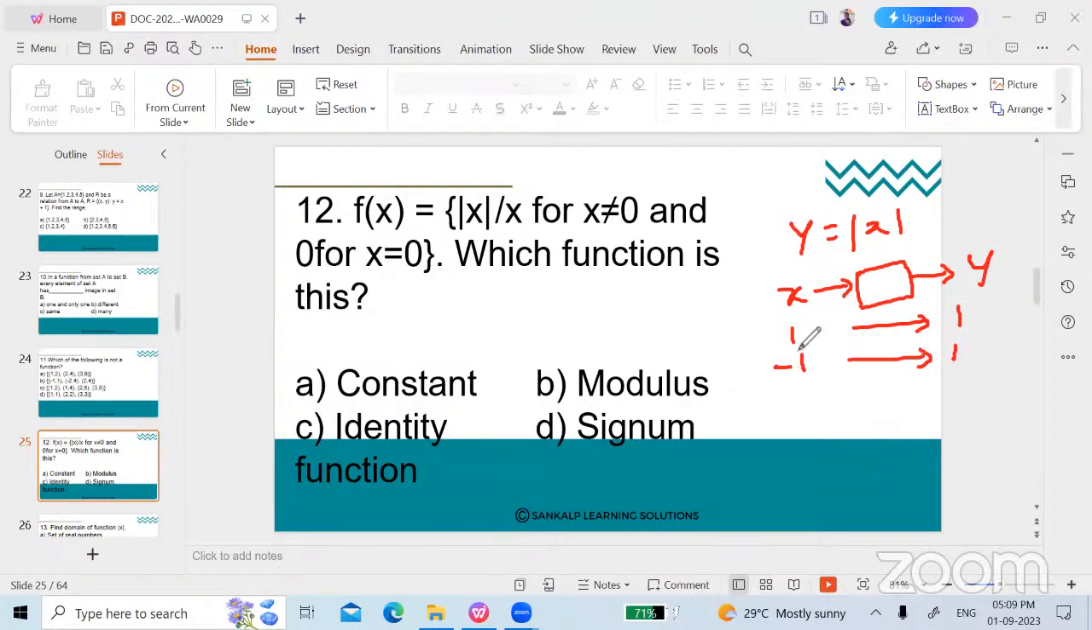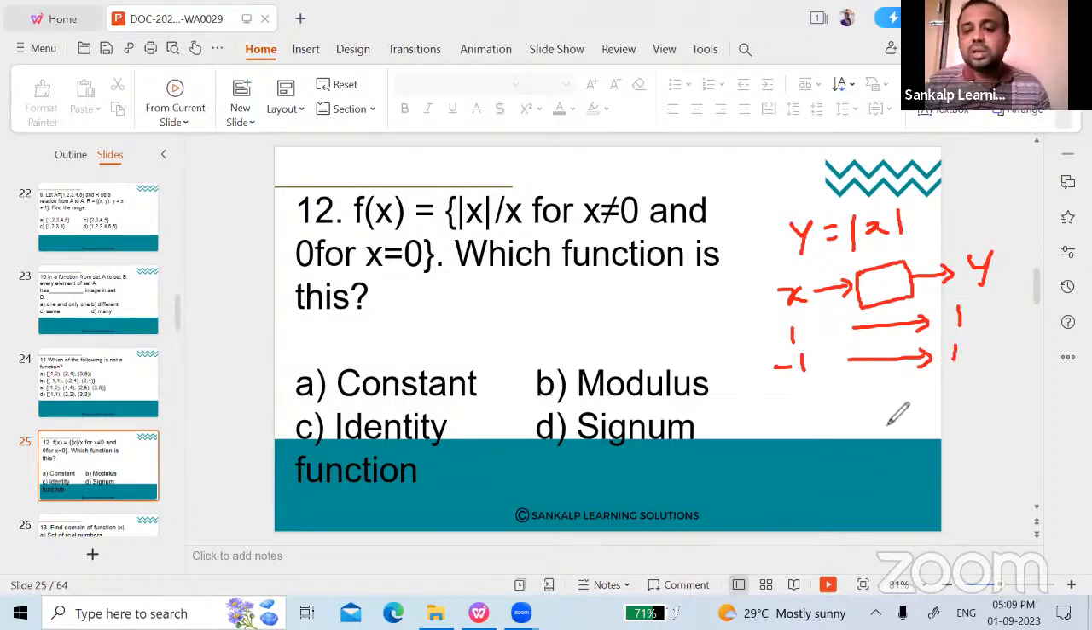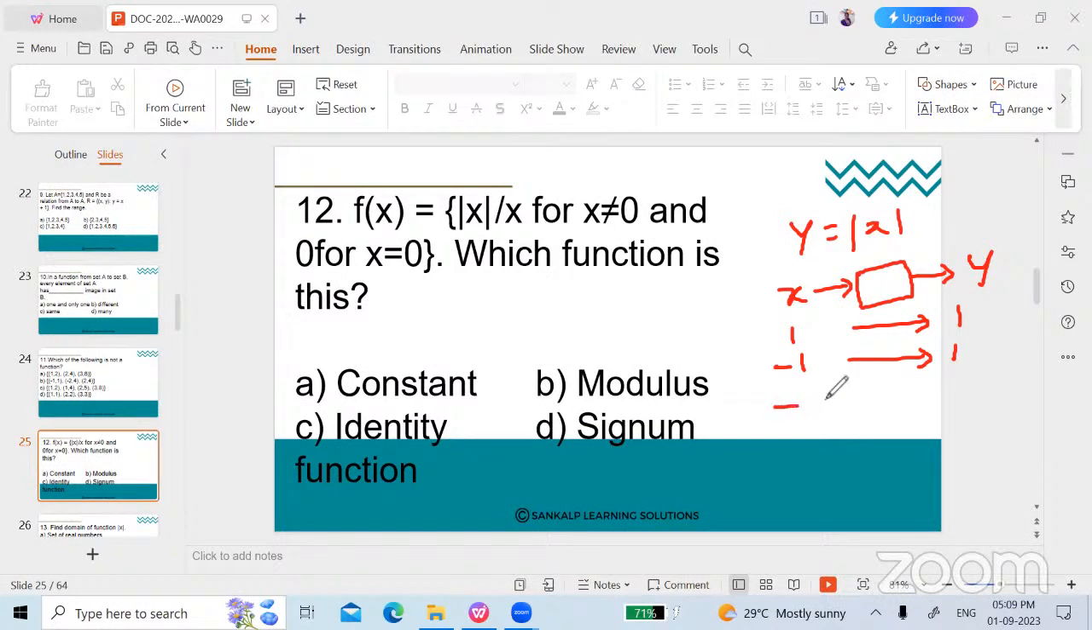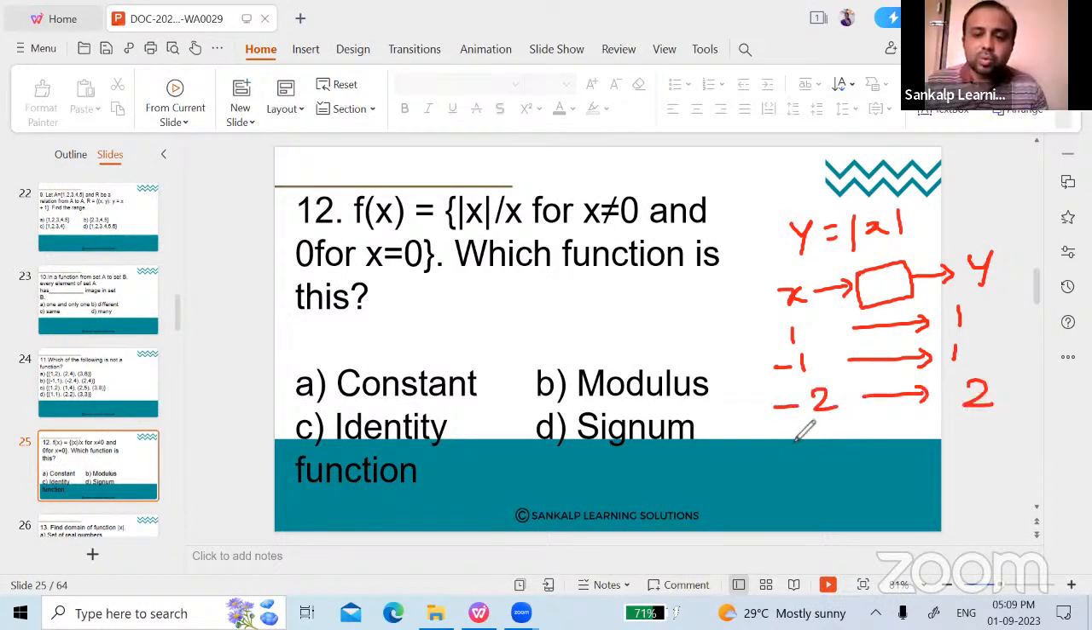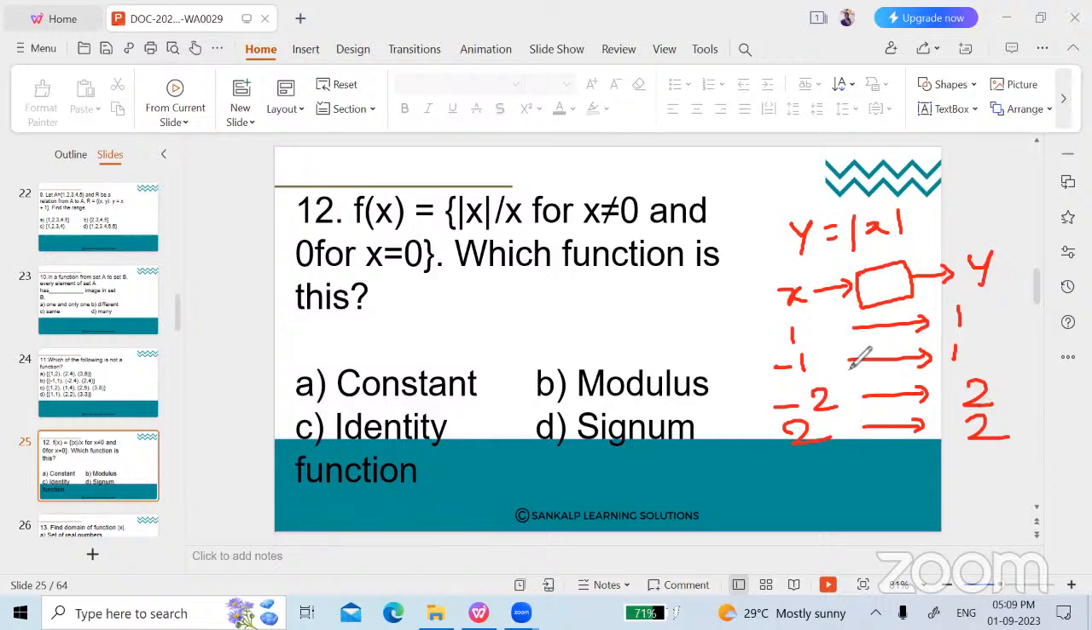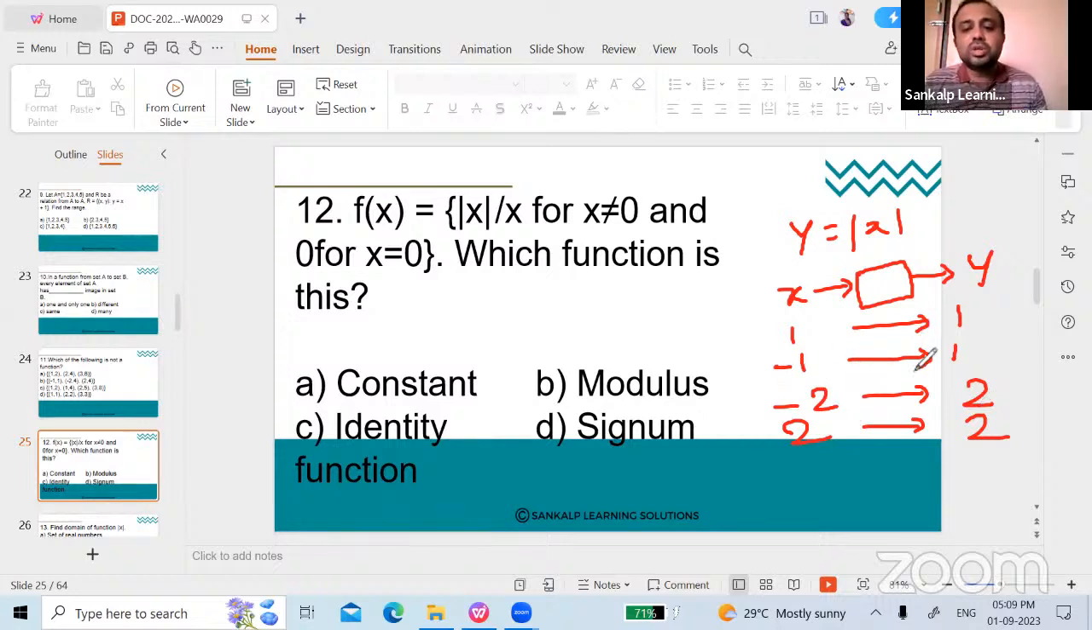Yes, 1. Because mod means all the numbers will be converted into positive. Even if it is positive, it will give the output as positive. If it is minus 2, again it will give 2. This process converts all the terms into positive terms. Is that clear?